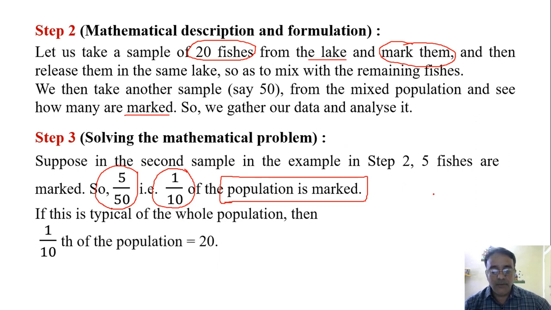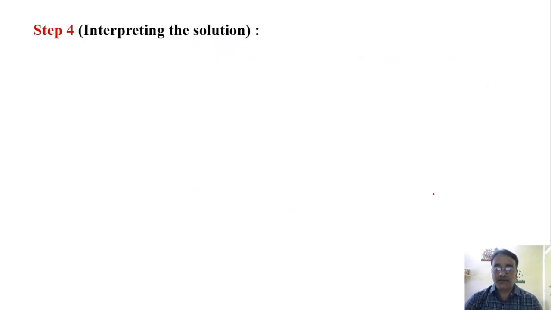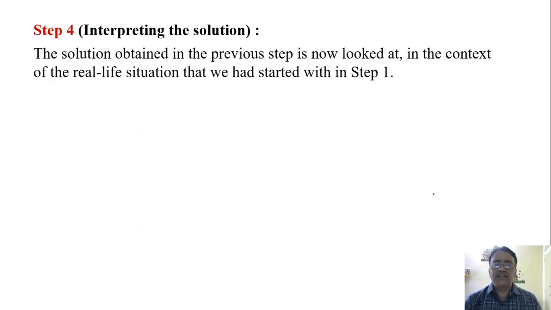So that means the whole population will be equal to 20 into 10, that is 200. So we solved the solution here. Now we'll move toward step number 4, that is interpreting the solution. The solution obtained in step number 3 is now looked at in the context of the real life situation that we had started with in step number 1. For instance, our solution to the problem in step number 3 gives us the population of fishes as 200.